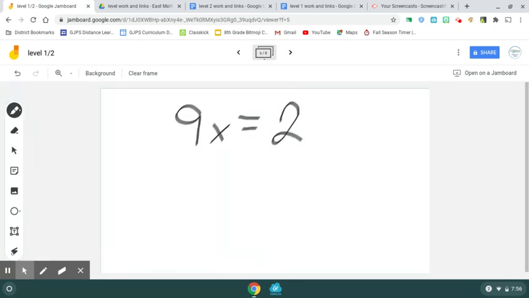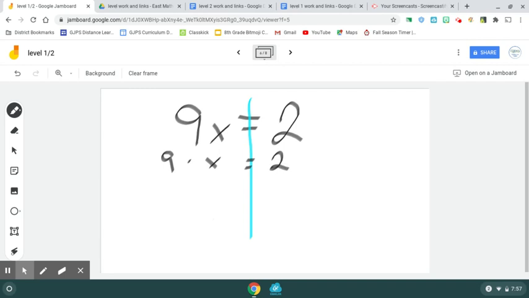So let's try that again. Let's have some more practice. So here we have 9x equals 2. So once again, we need to split our equation down the middle, so we have specifically our left-hand side and our right-hand side. Next, we need to figure out what's going on to x, then we can undo it. So here we have 9x, which just means 9 times x equals 2.